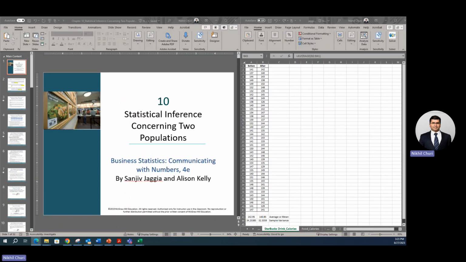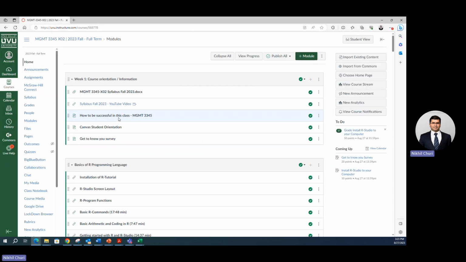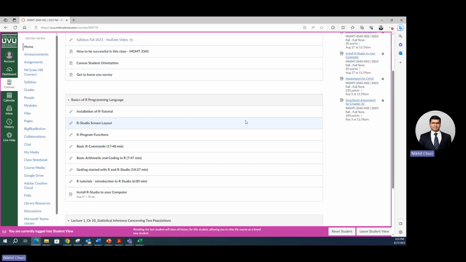Hey guys, give me a second. Let me pull up our Canvas page for a minute. It's coming. Yeah, here you go. Perfect. So this is your Canvas page. I will go to student view. Here is how your Canvas page is laid out.